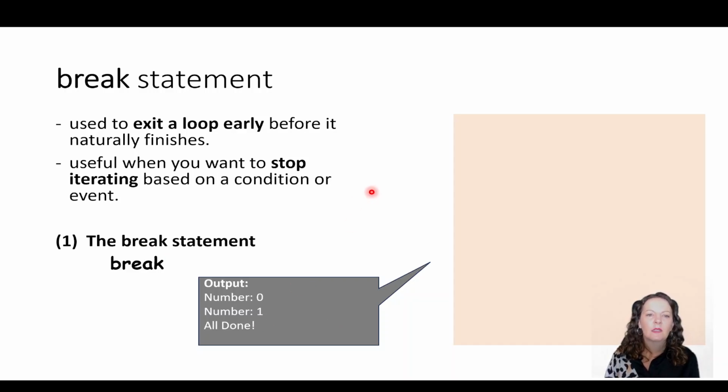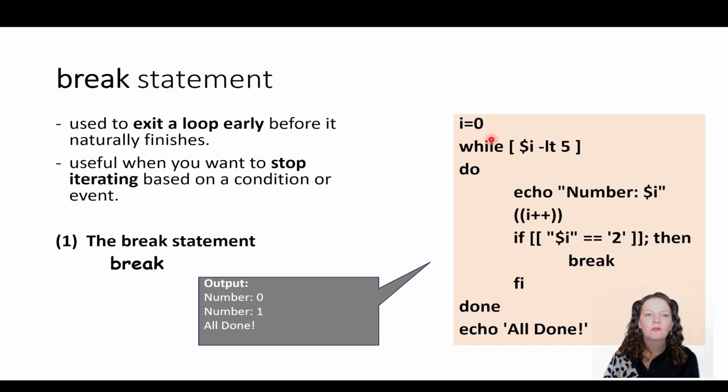Here is an example of break. While i is less than 5, echo the number. If we start with 0, it's less than 5, that's true, so we'll echo 0. We'll bring it up to 1. If it's equal to 2, then break. No, it's not, we're only at 0, so I'll stay around my while loop. We have iterated to 1. 1 is less than 5, great. Print out 1 and check, is it equal to 2? No, it's not. Well, then I can continue on.